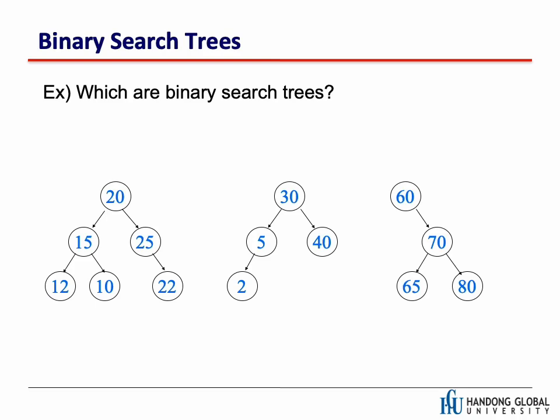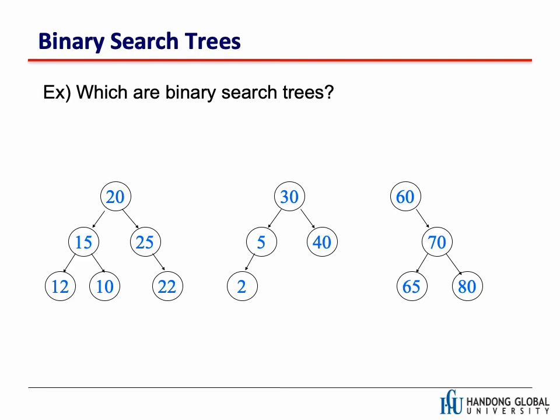No, it's not a binary search tree because 22 is smaller than 25, but 22 is on the right side of 25. Okay, and 10 is smaller than 15, but 10 is on the right side. So this one is not a binary search tree. This is a binary tree, but this is not a complete tree. This is not the max tree. This is not a binary search tree.